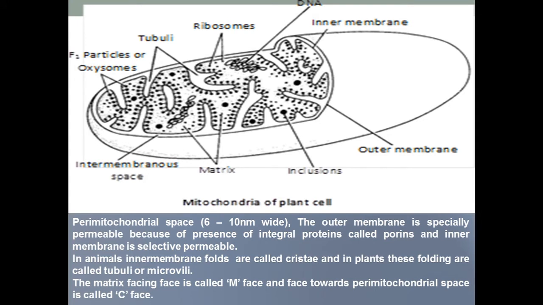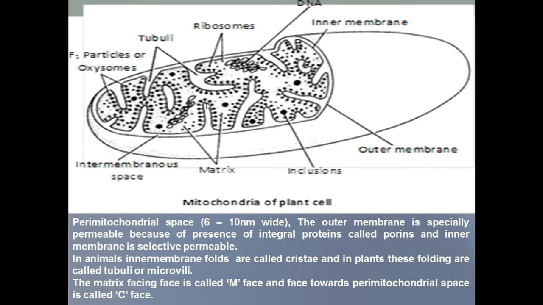The ground substance of mitochondria is known as the matrix, in which the DNA is suspended without any surrounding membrane. As we saw in a nucleus, there was a membrane, but here we don't have any membrane around it; it is directly suspended in the matrix.